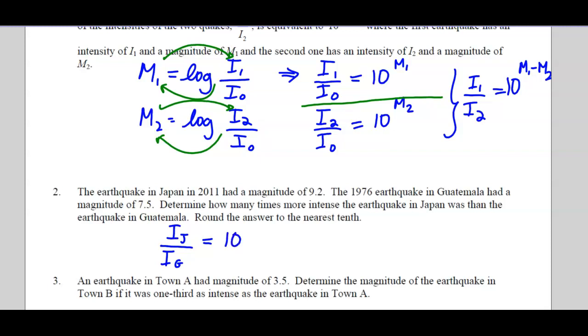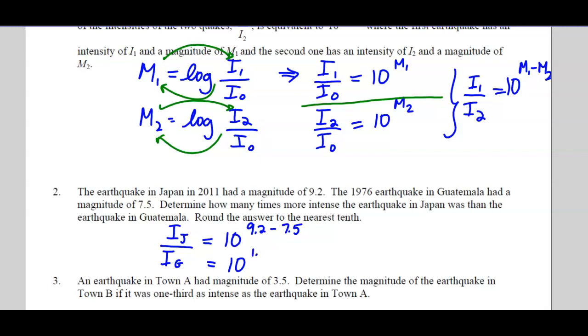So notice they match up. If this is I1, then the first value in the exponent is M1. So this has to be the magnitude of Japan minus the magnitude of Guatemala. Basically, you need a positive exponent there if you want the numerator to be more intense. It means the value is going to be greater than 1. You don't have to use the log identities to do this.